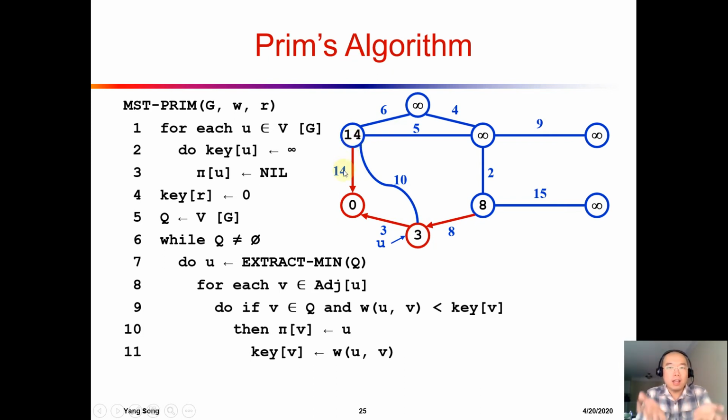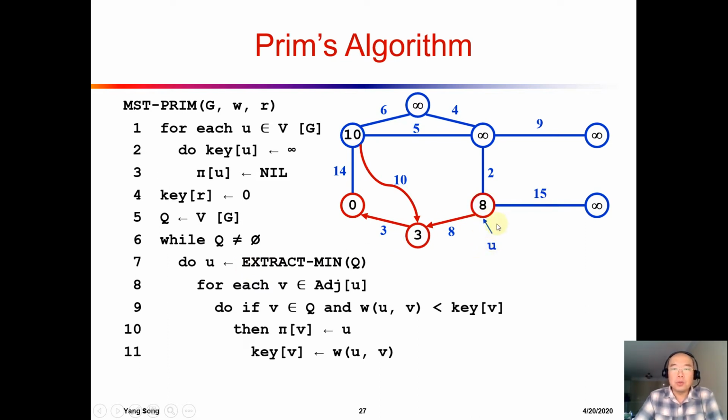Now I can offer you another chance to lower your cost, and still you are connected to the MST. The way is I can use this path instead of the path of 14, right? So in this case, I'm going to update the red edge, and then update the value from 14 to 10. Okay, so that's it for the next step, and then we want to do another round of the extract min, and then the minimum will be the 8, right?